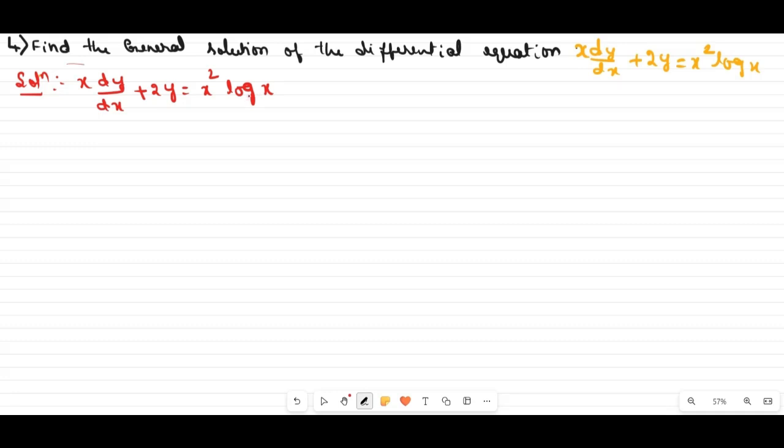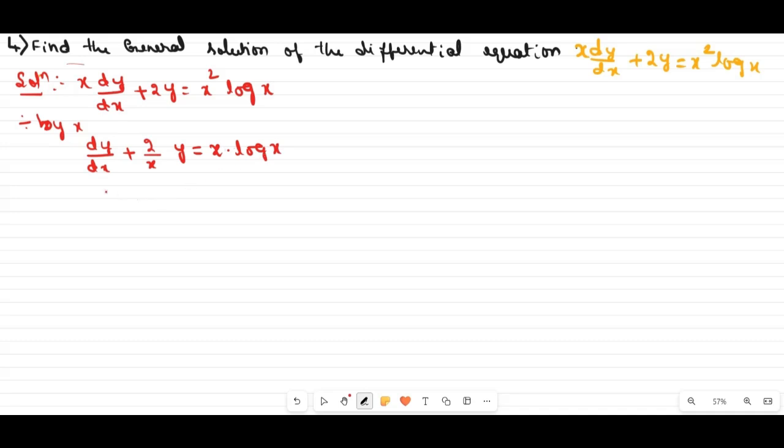So to get into the standard linear differential equation, we don't want this x here, so divide the whole equation by x. Then let us see what we will get. In the first term, x will get cancelled, only dy by dx will be remaining, plus 2 by x, it becomes same as the previous problem. One x will get cancelled, another one x will be remaining.